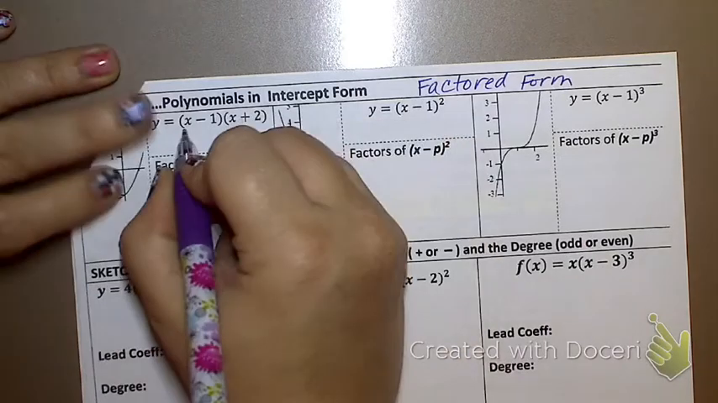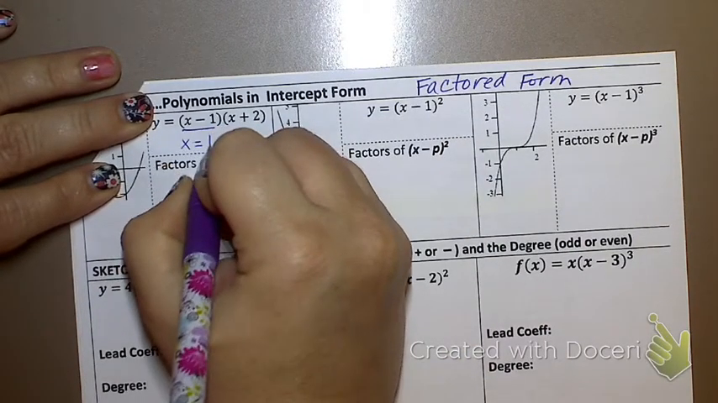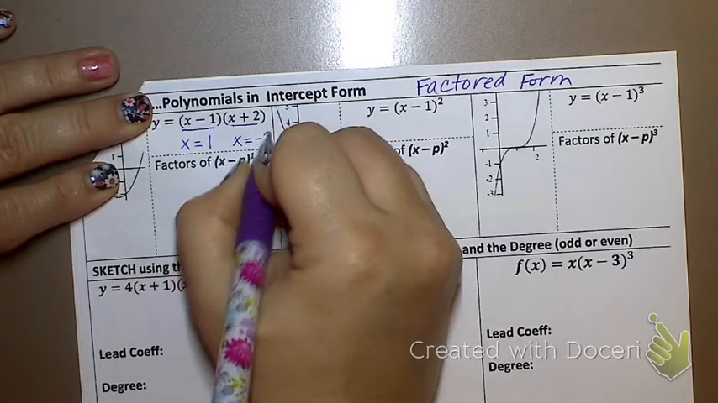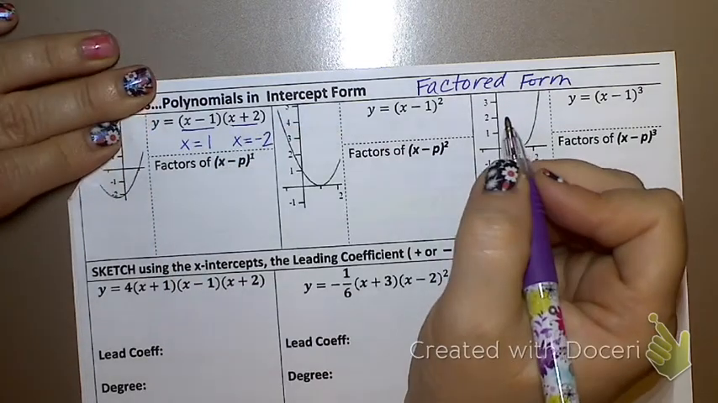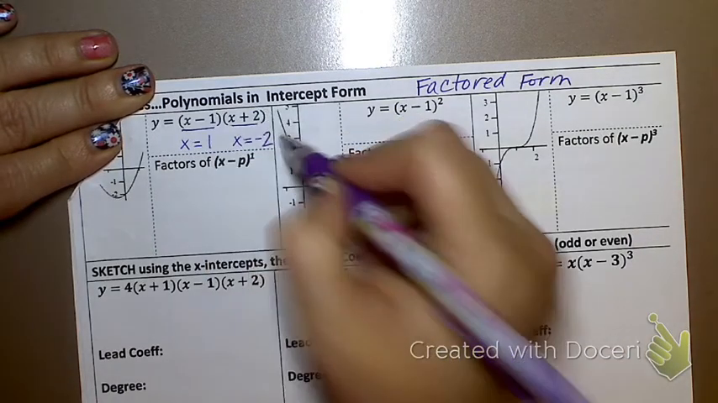So what do I get from that parentheses right there? X equals positive 1. What do you get from here? Do either of those have a multiplicity of greater than 1? They both just happen one time, correct?